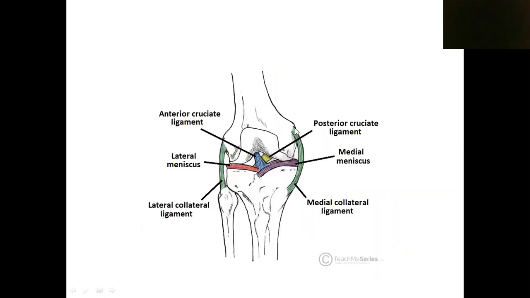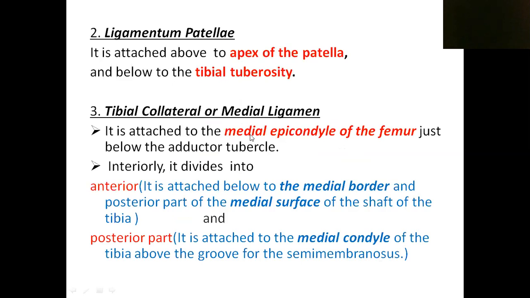So, the tibial collateral ligament. See, this one is the tibial collateral ligament, and it is attaching to the tibia. See, this is the medial side of the thigh and the medial side of the leg. This is the medial side, and here comes the lateral side of the lower limb. On the medial side we have the medial ligament, or medial tibial collateral ligament. The upper end is connected to this medial epicondyle. What is the medial epicondyle?